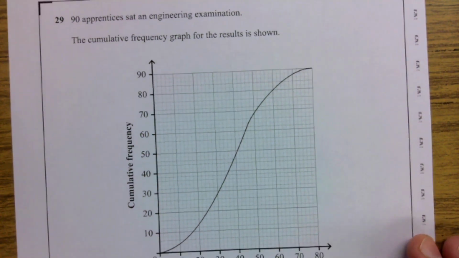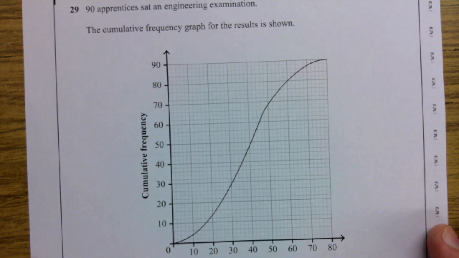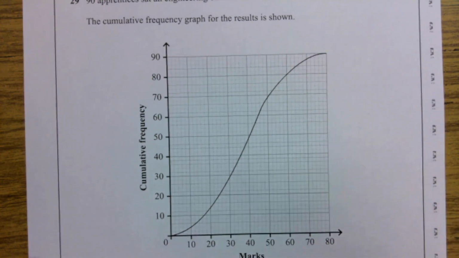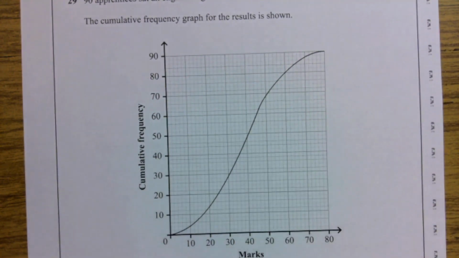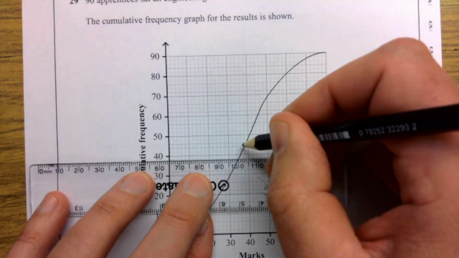Question 29, that's us done. 90 apprentices sat an engineering examination. The cumulative frequency graph for the results are shown here. Use a graph to estimate the median. So we need to go across then. If it goes up to 90, the median then goes at 45. So as accurately as you can.